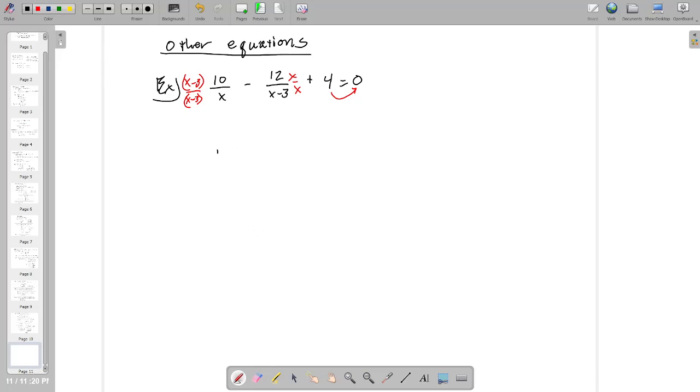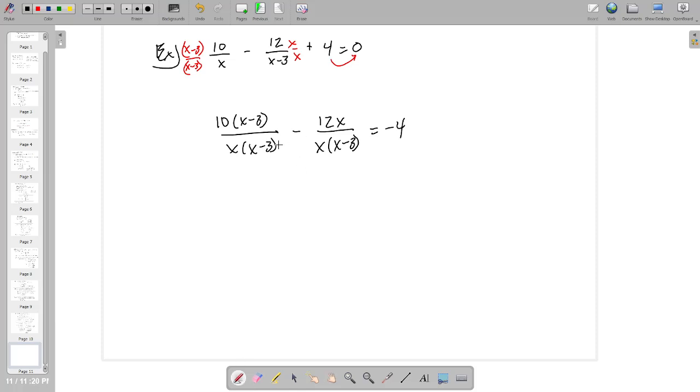So we end up with 10 times x minus 3 over x times x minus 3 minus 12x divided by x times x minus 3 is equal to negative 4.